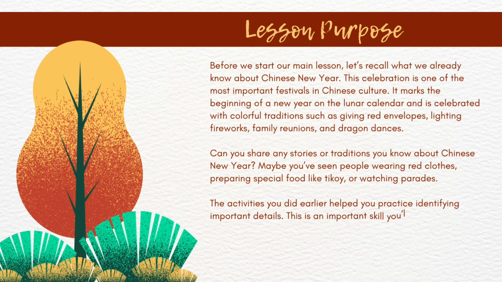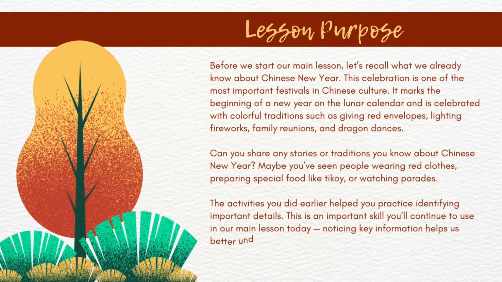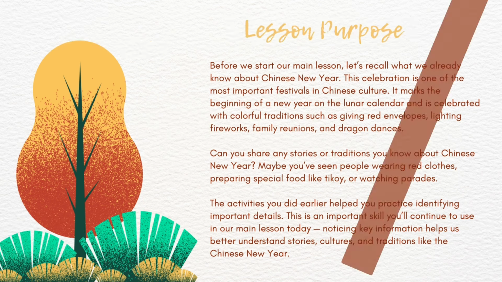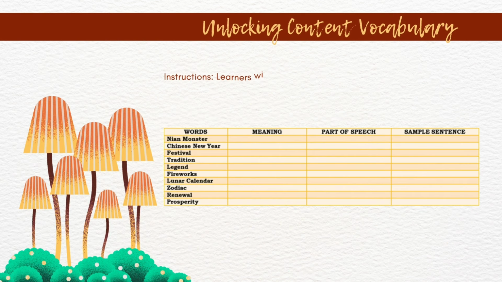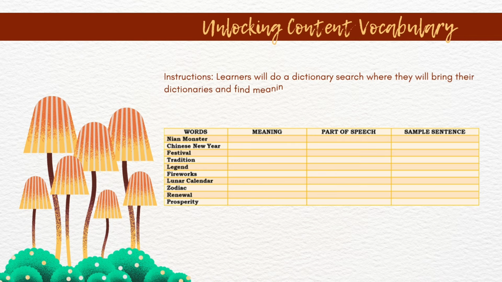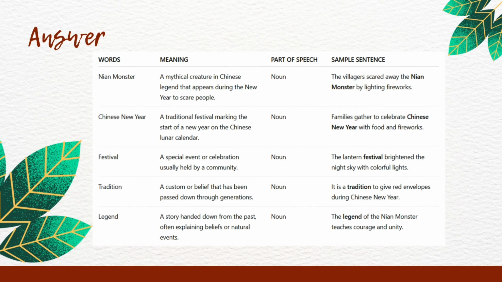So the activities you did earlier, with the help of your teacher, will help you practice identifying important details. This is an important skill you'll continue to use in your main lesson today. Noticing key information helps us better understand stories, cultures, and traditions like the Chinese New Year. So let's unlock our content vocabulary. You're going to search these words in the dictionary and find the meaning of these words, and then you're going to write sample sentences. To help you out, we have here.